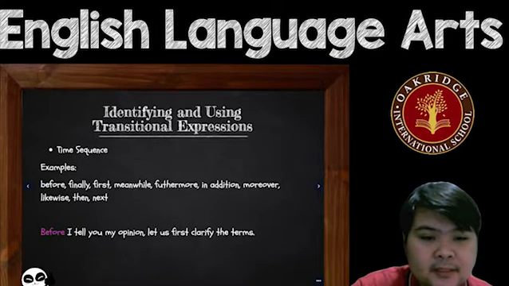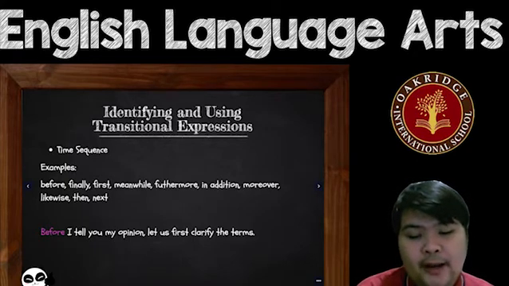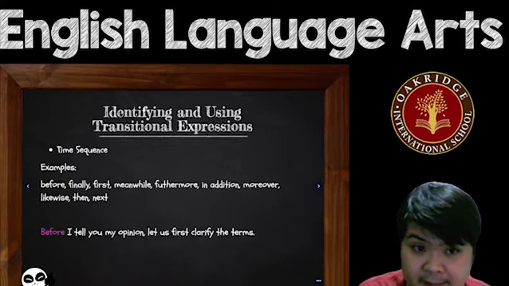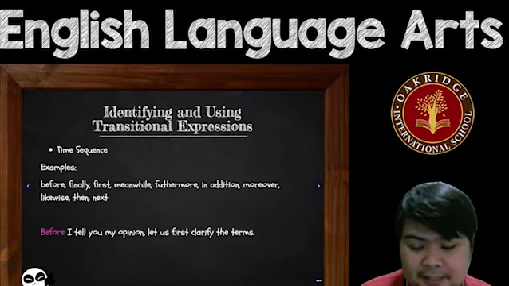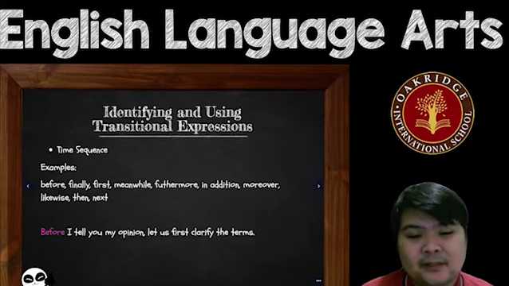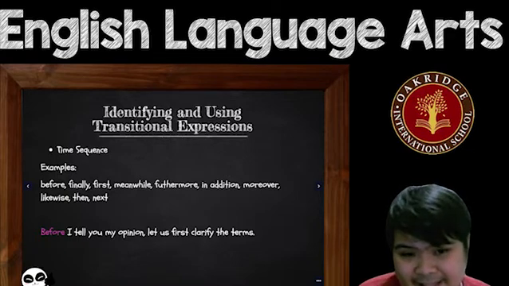Time sequence basically is to show, right, the order of things. Is it the first, second, third, fourth, right? Is this what happened first? So these are examples: before, finally, first, meanwhile, furthermore, in addition, moreover, likewise, then, next.